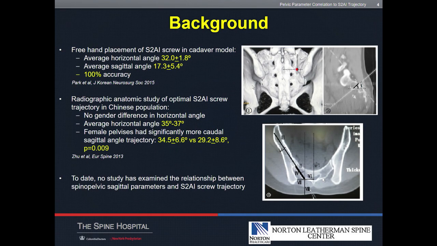So this is some background information. There's a cadaver model that was done back in 2015 that showed the average horizontal angle, and the horizontal angle is this angle that's subtended by these two lines here, of 32 degrees, and the average sagittal angle, which is subtended by this line, of 17 degrees. And then our radiographic follow-up studies have showed some similar things.